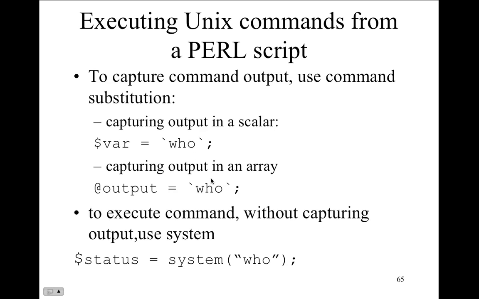We can capture the output to an array. So we can have who, and it comes back into an array, from the @ symbol we know this is an array versus this one is just a scalar. And so to execute a command without capturing the output, we use system. Actually, system is something a lot of C programmers use.